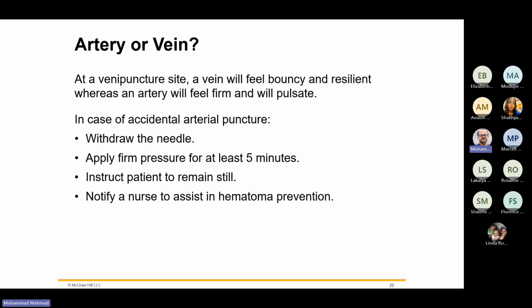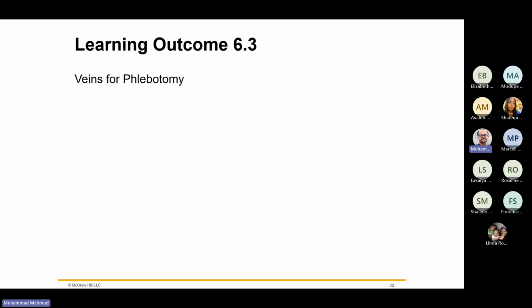This is important to note: if we accidentally puncture an artery, first withdraw the needle, apply pressure for at least 5 minutes, instruct the patient to remain still, and notify a nurse to assist in hematoma prevention. Hematoma is a blood tumor just under the skin. It may accumulate, so we have to stop that. So these are the steps to follow if we accidentally stick arteries. Remember, as a phlebotomist, we are supposed to draw blood from veins, not from arteries.